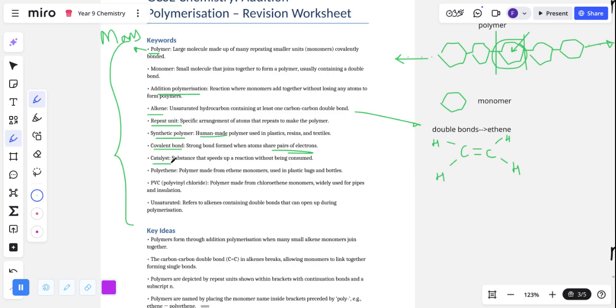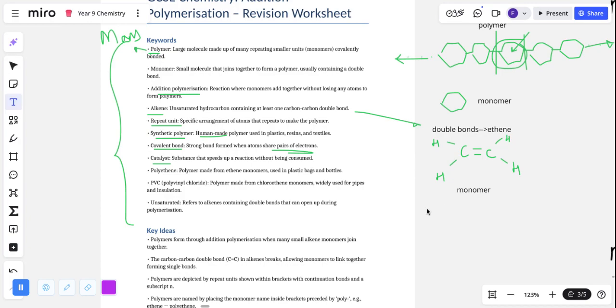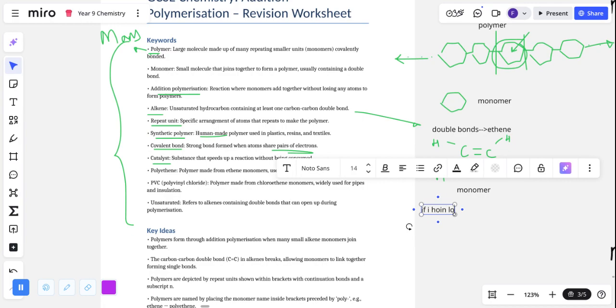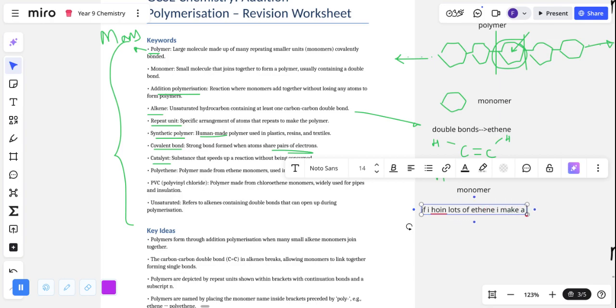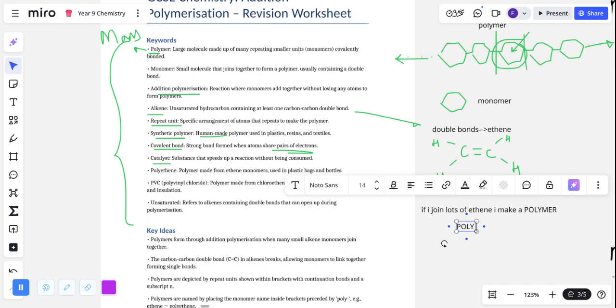All right, catalyst: speeds up a reaction, but does not get used up. That's a catalyst. So if this is ethene, and this is a monomer, let's write it on there. This is a monomer. This is ethene. If I take the monomer ethene and I join them all together, if I join lots of ethene, I make a polymer. And funnily enough, if this is ethene and this is a monomer, and I want to change it to a polymer, I would call this polyethene.